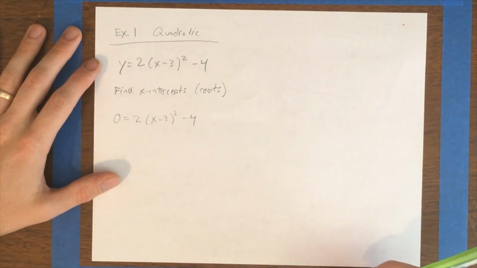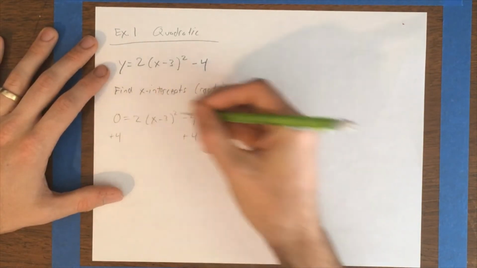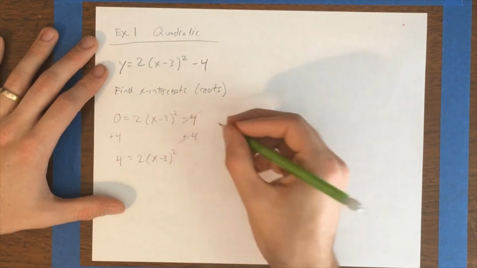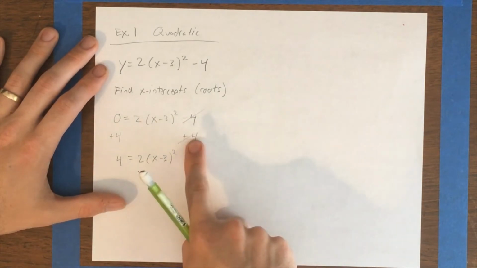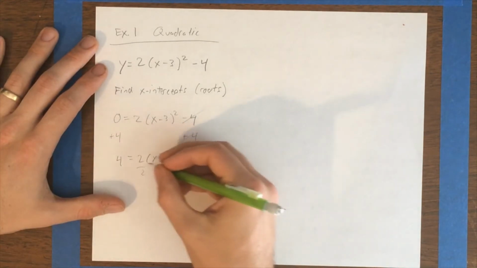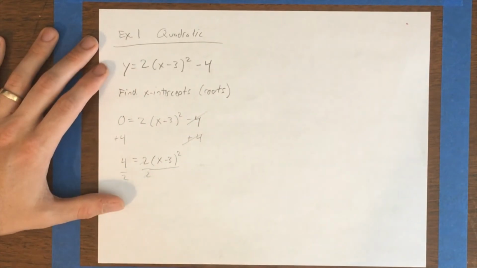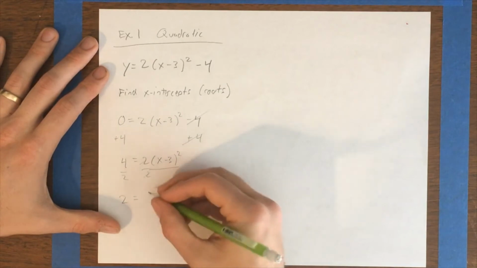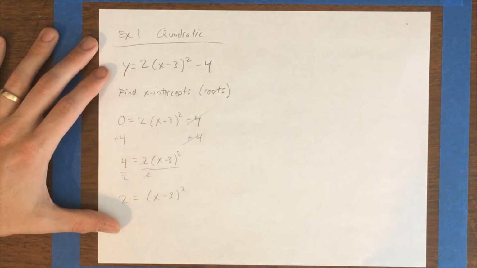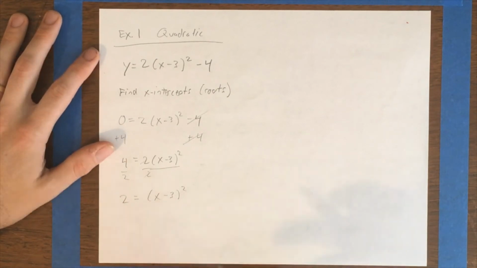Instead, let's just solve for x, right? So let's start off by just adding 4 to both sides. There's the additive inverse property at work right there, as well as the additive identity property, since we'd be adding 0. I'm not going to write that. All right, let's divide by 2. We can divide both sides by 2, and here we have common factors canceling. That's the multiplicative inverse property at play, as well as the multiplicative identity property, because that would equal 1, and multiplying by 1 doesn't do anything. And then we're here. Okay, so 2 equals the quantity (x minus 3) squared.